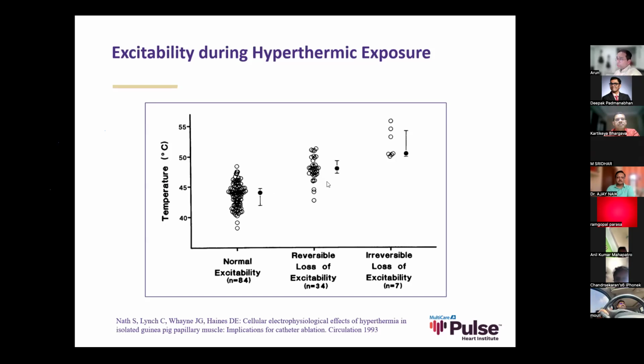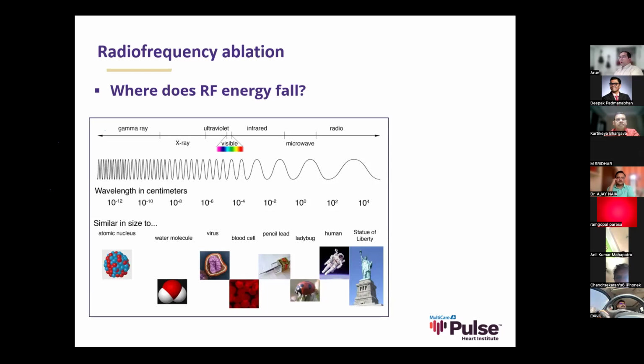So again, going back to this slide because this is very important. Irreversible loss of excitability happens around 50 to 55 degrees Celsius. One important concept I wanted to talk about was where this RF frequency falls. If you look at the wavelengths of the electromagnetic spectrum, RF is actually one of the largest wavelengths. It's very low frequency compared to everything else on the electromagnetic spectrum.